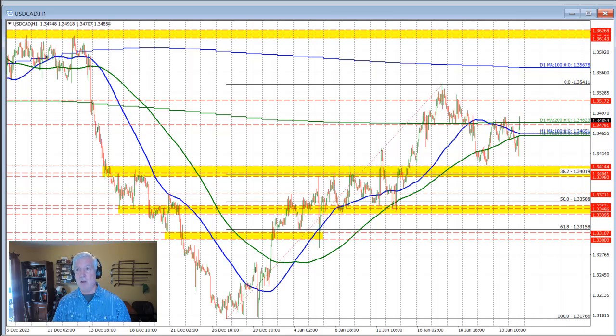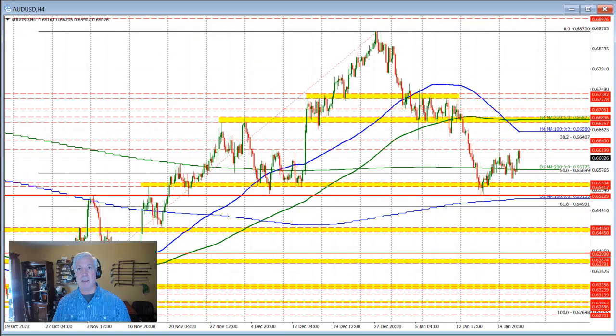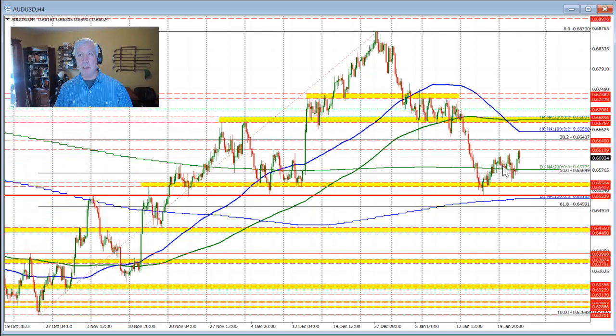Let's take a look at the Aussie versus US dollar next, and we're going to look at the 4-hour chart. In trading this week, we've seen up and down price action, and that price action has taken the price above and below this green line right here. This green line is the overlay of the 200-day moving average. It also took the price above and below the 50% retracement level of the move up from this low right here. This is the October low to the high price that we saw in December.